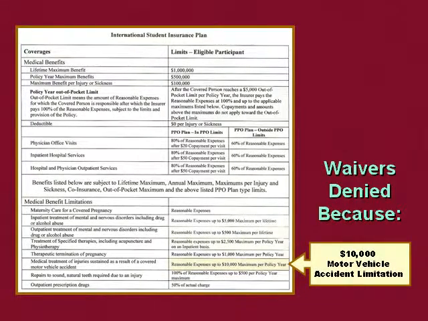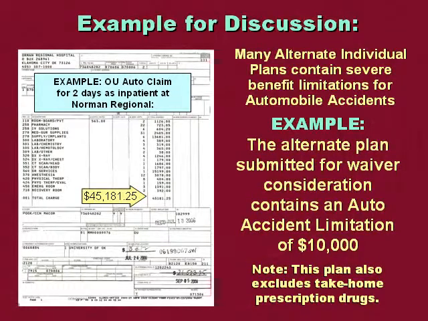On this policy, coverage for automobile accidents is limited to $10,000. As you will see on the next slide, this coverage is too limited. This is an actual example of the cost incurred for a 2-day hospital stay in Norman after an automobile accident. Please note the total bill is $45,181.25. Many alternate individual plans have low limits for automobile accidents, such as the example in the previous slide. As you can see, the $10,000 limit on the individual policy would have covered only $10,000 of the $45,181.25 charge.